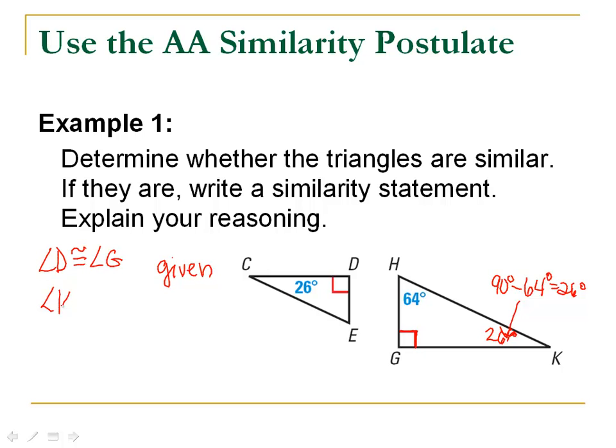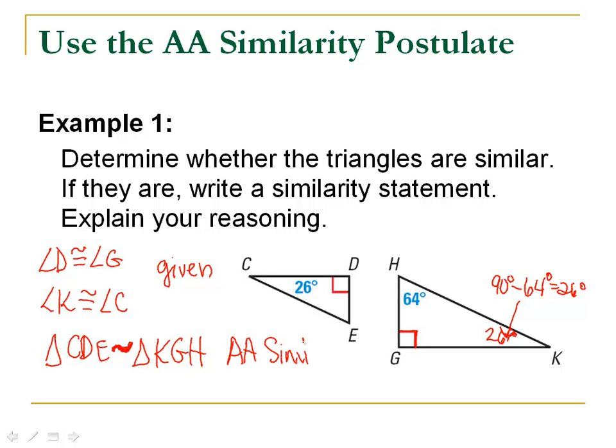So we can say angle K is congruent to angle C, and that also is, well, it's not given to us. We just know it's true because the angles of a triangle add up to 180. So we know angle K is congruent to angle C. And so we can say triangle CDE is similar, and to show similar we just do this kind of squiggly line here, is similar to triangle KGH. And we know that by the angle-angle similarity postulate. Spelled it wrong there. Alright, let's look at the next one here.